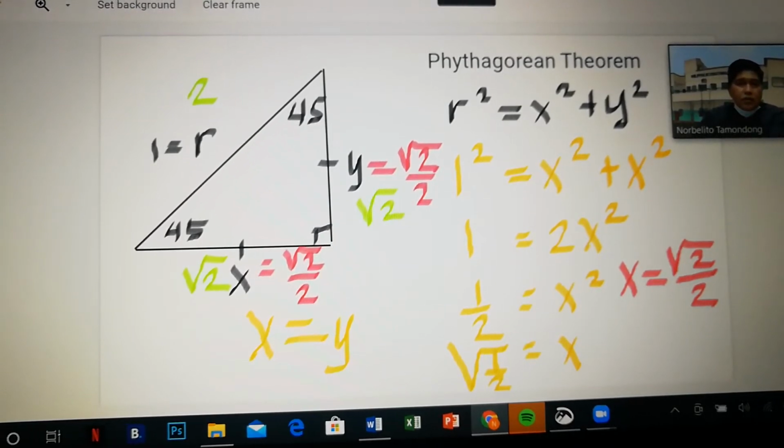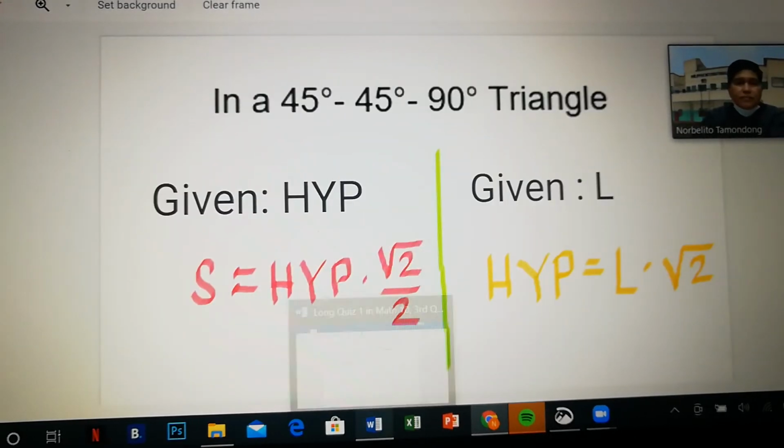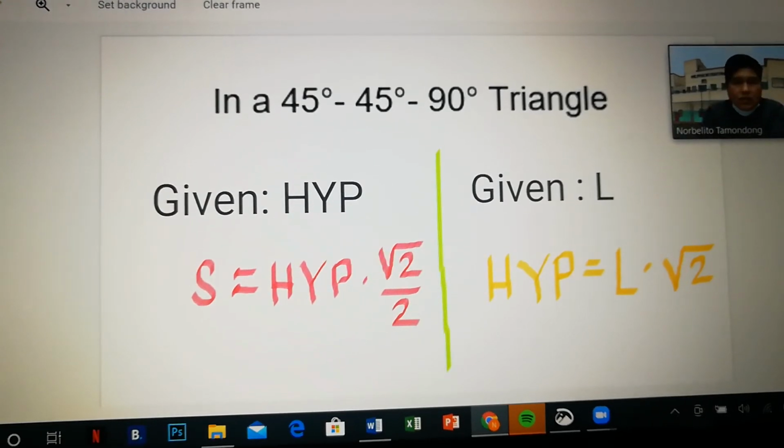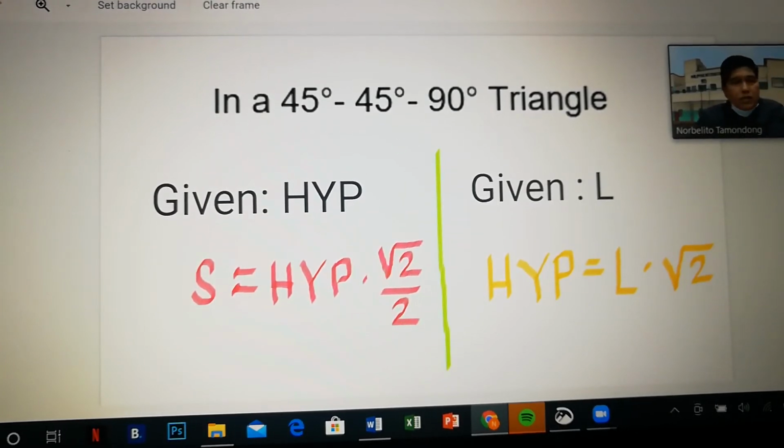Okay, here are the relations for how to find the congruent side given the hypotenuse, and how to find the hypotenuse given the congruent sides. The side is equal to the hypotenuse times square root of 2 over 2. And if you are going to find the hypotenuse given the leg, we just multiply by square root of 2. So we will make use of this, this is also the leg. Side or leg.